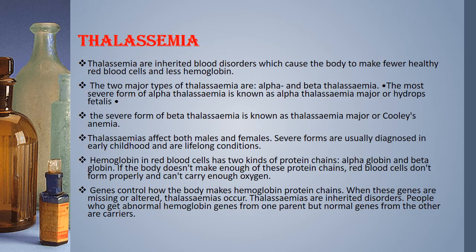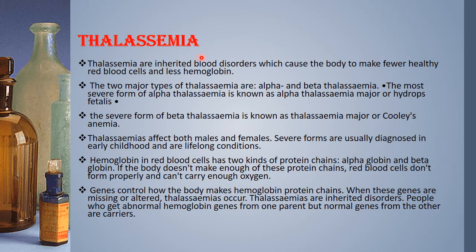Another inherited blood disorder, which is called thalassemia. Here, the body is going to make a few healthy red blood cells and less hemoglobin inside it. بصورة عامة, we have two types of thalassemia. عندي الألفا ثلاسيميا وعندي البيتا ثلاسيميا. يعني عندي الماينر ثلاسيميا وعندي الميجر ثلاسيميا.